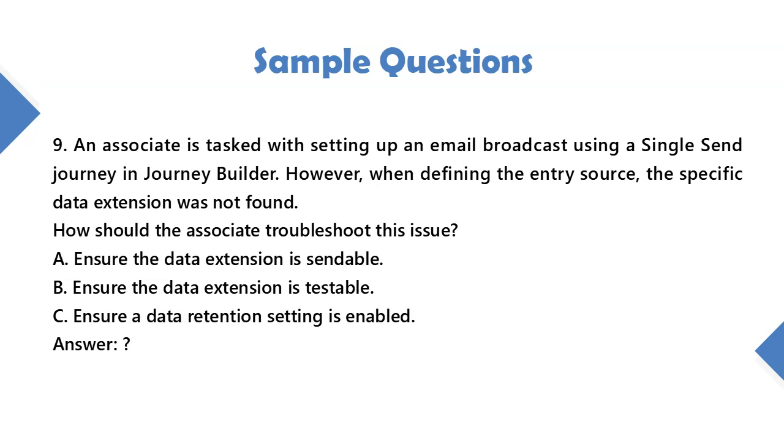9. An associate is tasked with setting up an email broadcast using a single send journey in Journey Builder. However, when defining the entry source, the specific data extension was not found. How should the associate troubleshoot this issue? A. Ensure the data extension is sendable. B. Ensure the data extension is testable. C. Ensure a data retention setting is enabled.